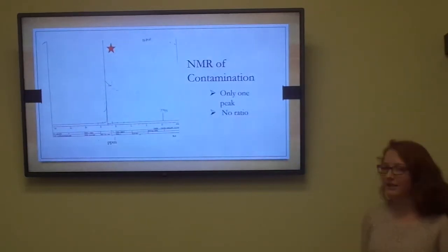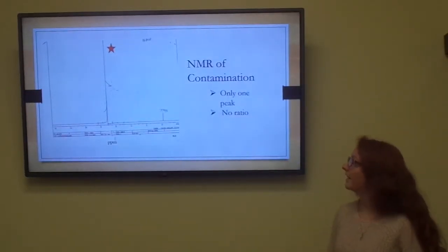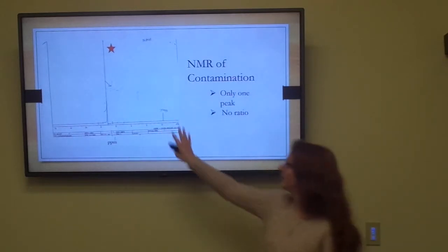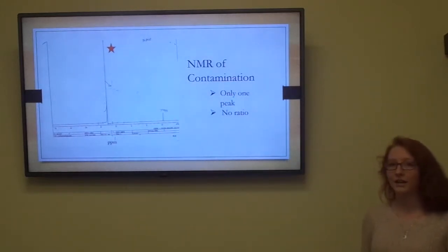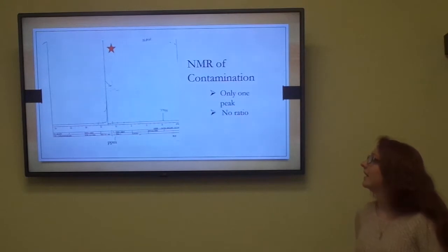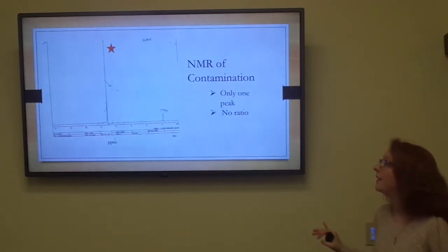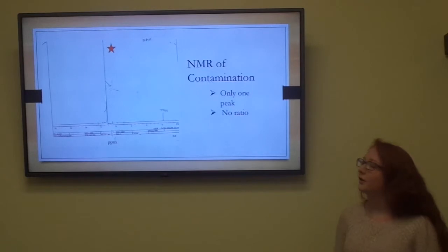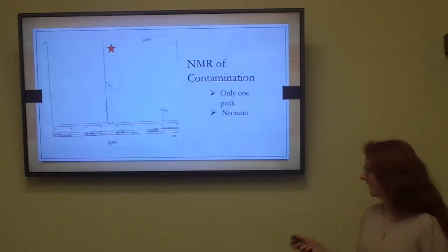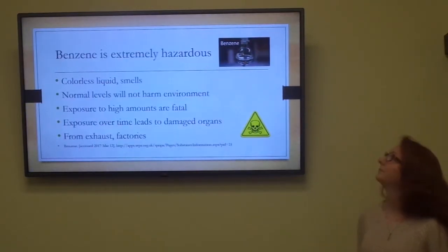And now the NMR of this contamination, there's only one peak, which is this one right here. This one isn't a split peak, which means there's no ratio. And on the given chart, we had different ratios and peaks for each of the substances, and out of the 3 substances that were narrowed down from the IR, there's only one of them that has no ratio and only one peak, which is benzene.